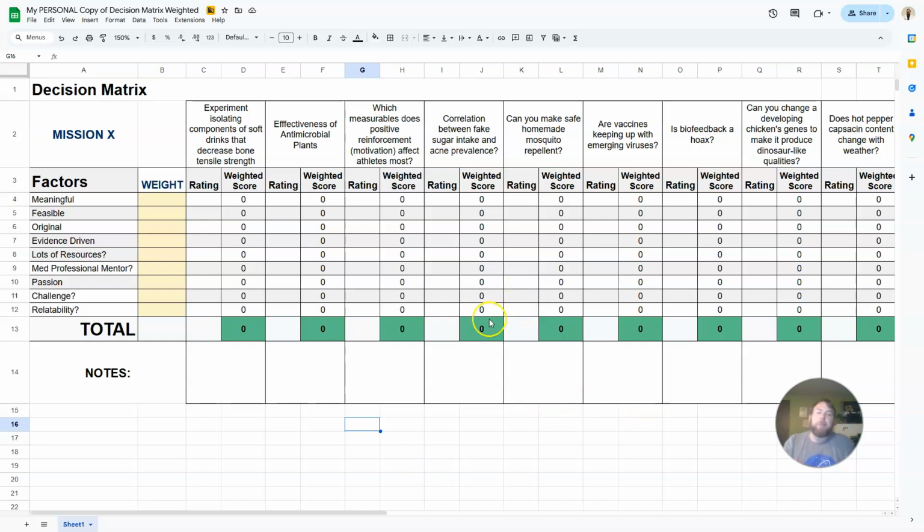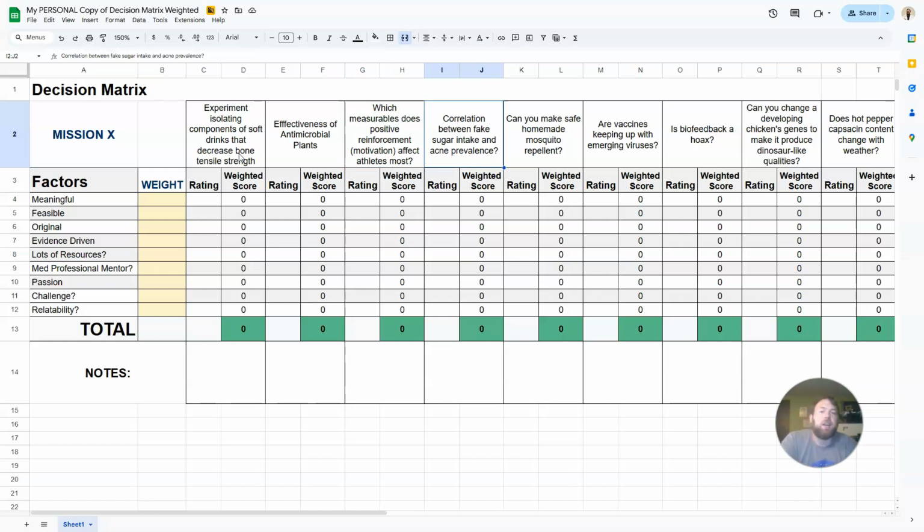So I have come up with some hypothetical project topics, and this is what you'll do first in your decision matrix. You'll put in your ideas that you have here, from an experiment isolating the different parts of soft drinks that can be detrimental to bone strength, the effectiveness of antimicrobial plants on E. coli cultures, which measurables can we use to determine how good a positive reinforcement is, or how much positive reinforcement helps specific measurables. Does it help weightlifters more versus marathon runners more?